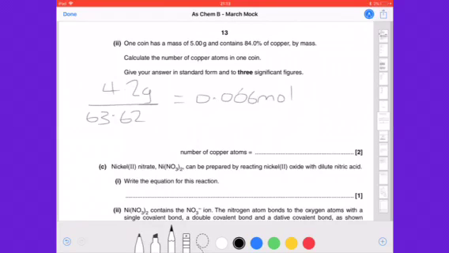And then finally, to get the number of particles, you take the moles and you multiply by Avogadro's number. That number is on your data sheet. It is 6.02 times 10 to the 23, and ultimately what this gives you is the number of copper atoms in one coin, and that should be 3.97 times 10 to the 22 as your final answer.